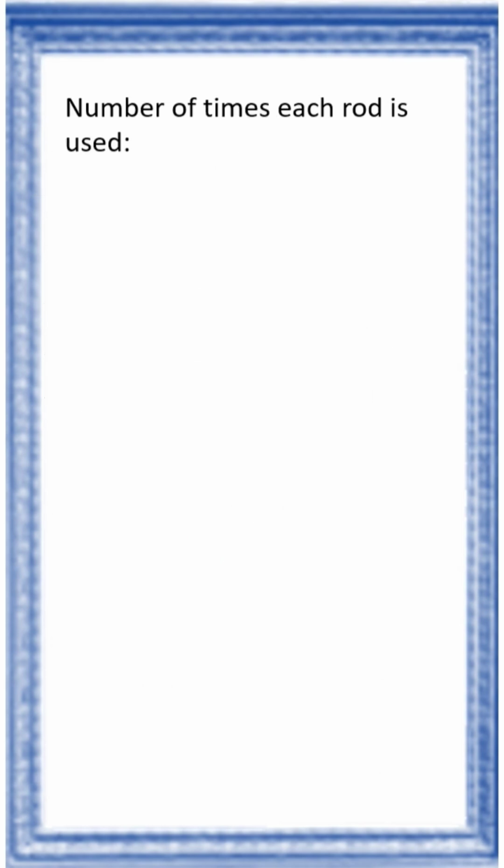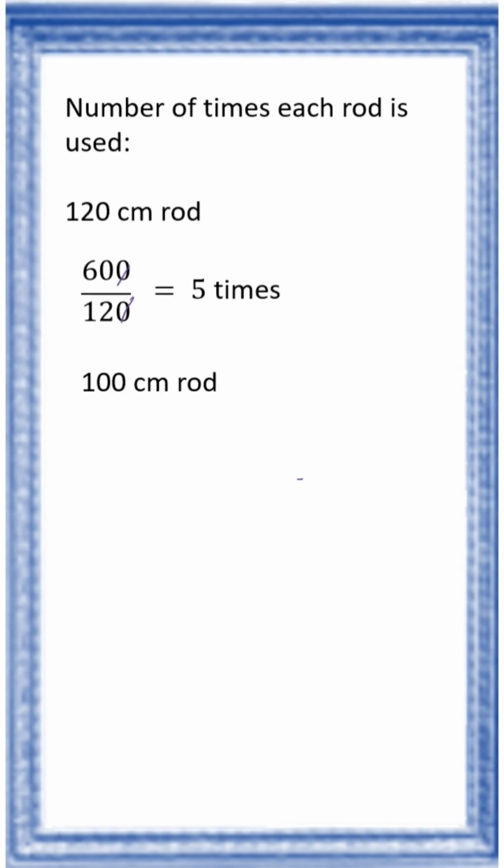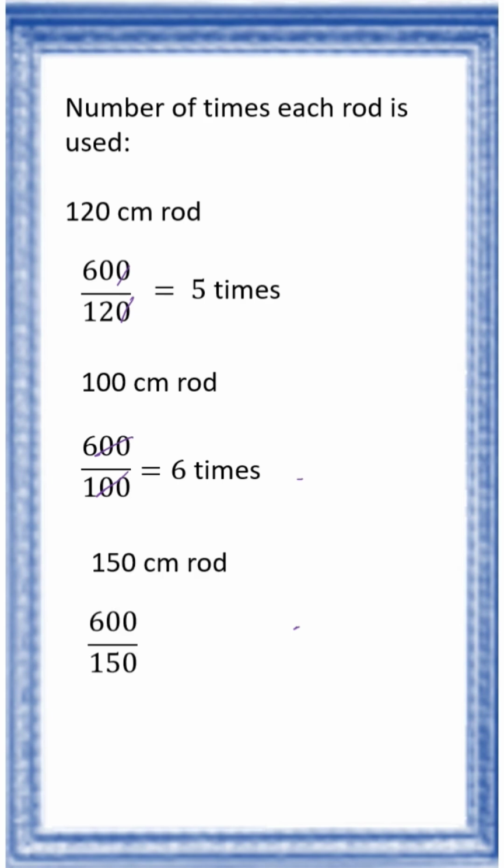Number of times each rod is used. 120 centimeter rod, 600 by 120, 12 fives are 60, so 5 times. 100 centimeter rod, 600 divided by 100, which is equal to 6 times. 150 centimeter rod, 600 divided by 150, which is equal to 4 times.